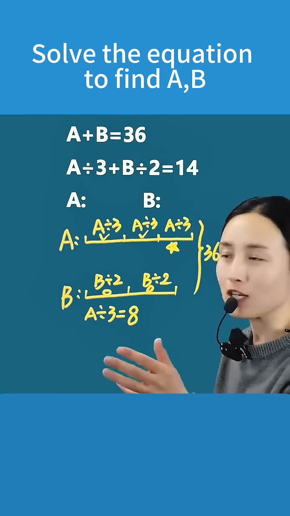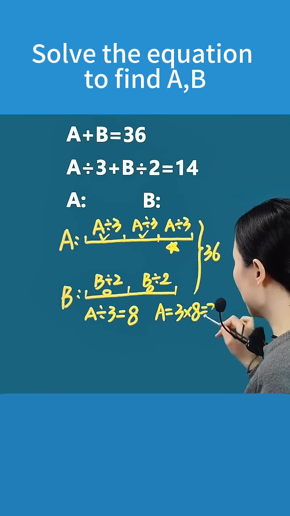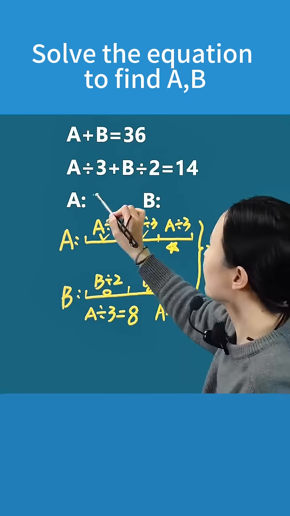If 1 part is 8, then tell me, what does a equal? It's 24, meaning 3 times 8 equals 24. If a is 24, then b is 12. Easily done.